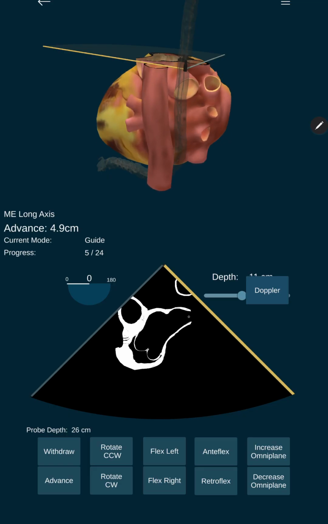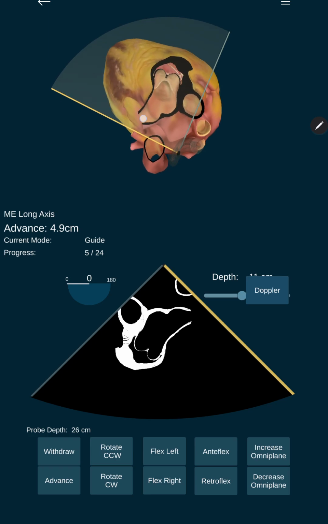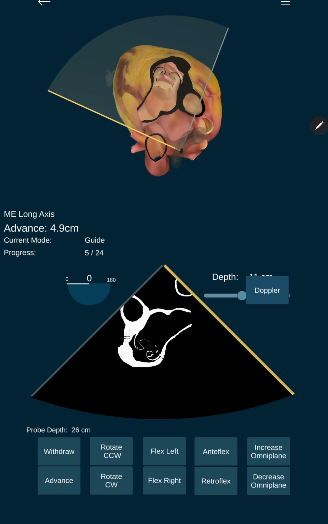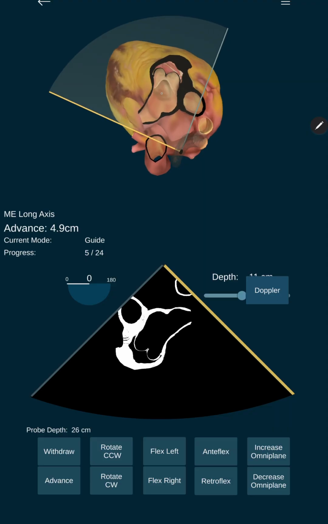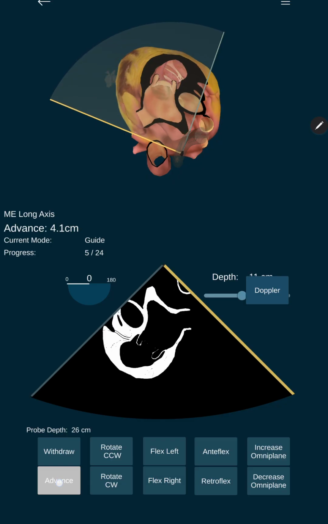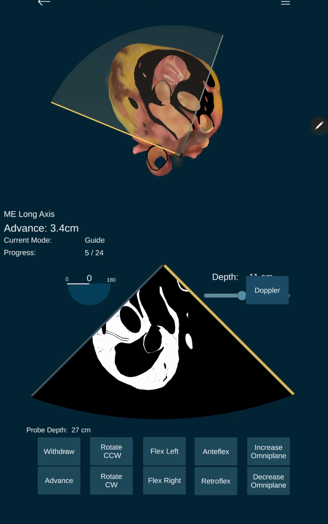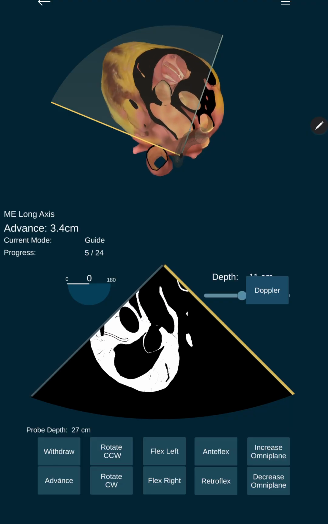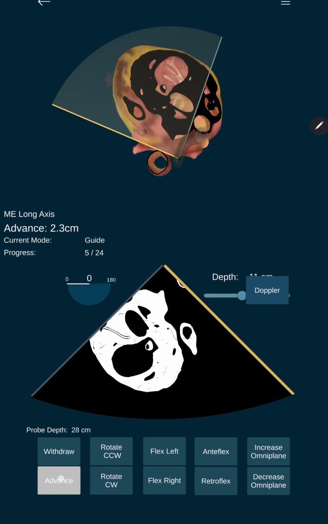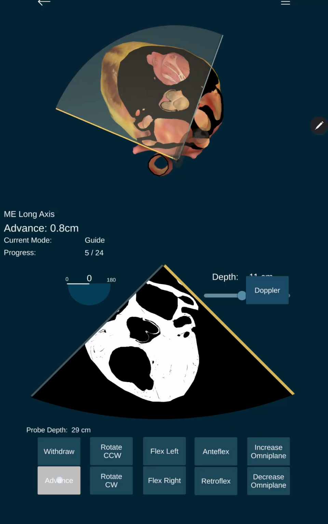This is the LPA, which we can see. This is the LPA, the pulmonary valve, and the main pulmonary artery. Further advancing, you can see the pulmonary artery and the RPA. Further advancing, let's focus on the mid-esophageal views in this video.